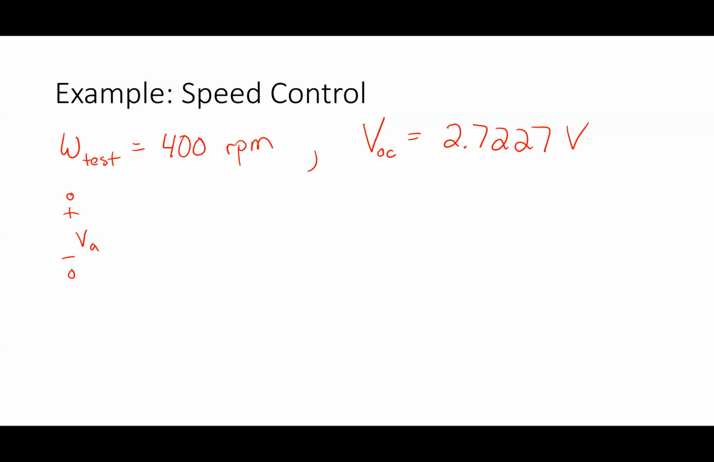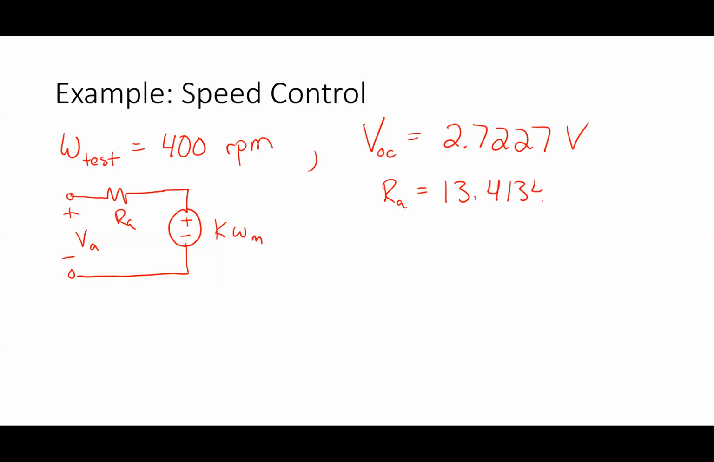So basically, go back to the circuit model. This is our basic circuit model: K omega M and RA. For this particular machine, let me also say that RA equals 13.4134 ohms, and let's say the inductance is so small it's negligible.